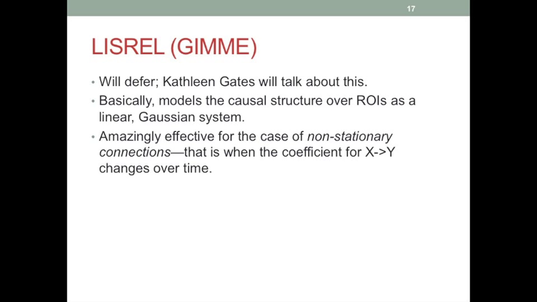There's this more recent method that uses the LISREL program. It's called GIMME. I'll defer on this; Kathleen Gates will talk about it. Basically, it models the causal structure over ROIs as a linear Gaussian system. And in judging outputs that we've looked at, it seems to be very effective at non-stationary connections, for a reason I don't completely understand. That is, for when the coefficient for the X arrow Y edge is changing over time.